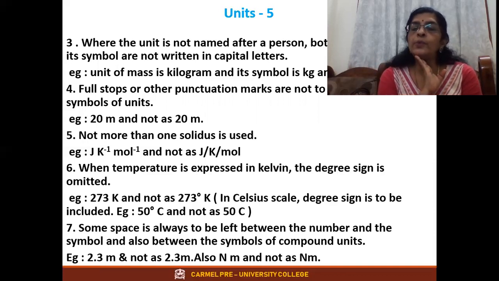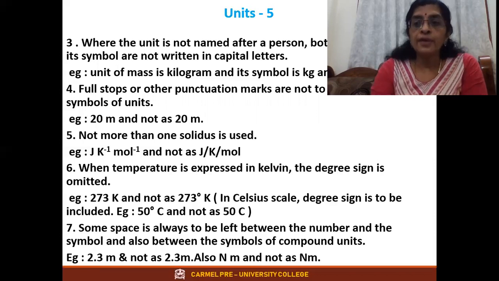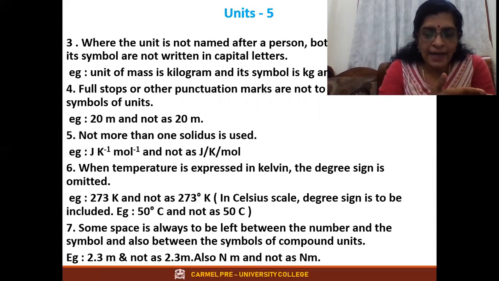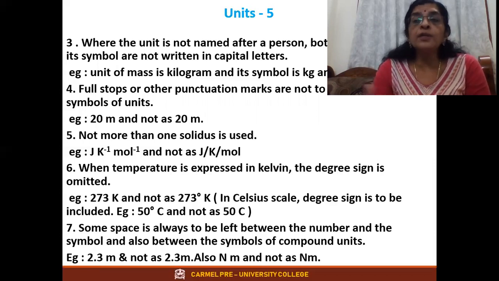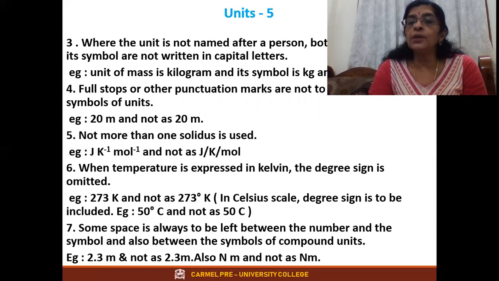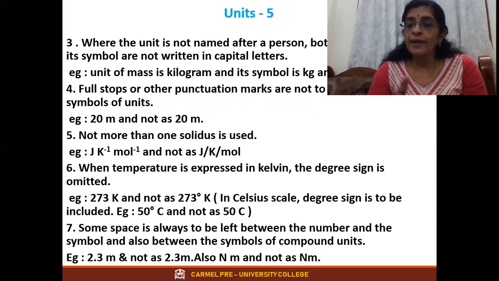Now, fifth one is not more than one solidus is used. What is that solidus actually? Bar, as in with, care of, father of, son of. That line is there, no? That is known as solidus. So in a unit, if there are more than 2 units, say for example, I've given joule, kilogram per mole. Okay. Here what happens? 3 units are there. When we are taking the 3 units, we cannot write it as J bar K bar mol. Okay. Either it has to be J K to the power of minus 1 bar mole, or J mole to the power of minus 1 bar K. It should be like only one bar can be used. That is, solidus can be used only once.